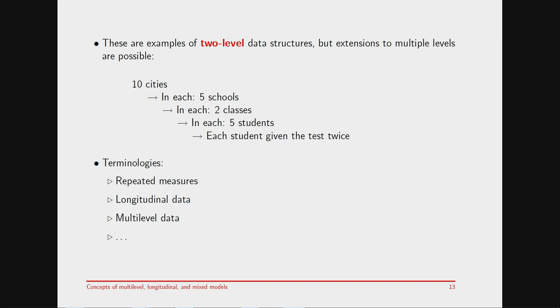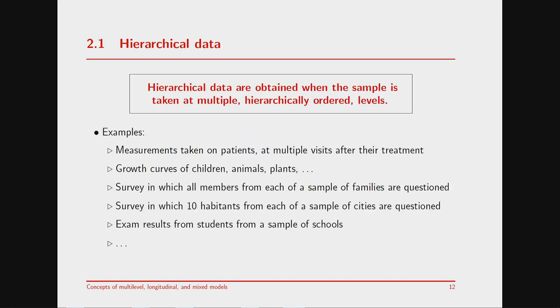Because you have the cities, within the cities you have the schools, within the schools you have the classes, within the classes you have the students, and within the students you have the two measurements at the beginning and at the end of the academic year. So this would then be called a multi-level data structure. So you can already see where the terminology comes from. If people talk about multi-level data, it's just a data structure where you have multiple of those levels. While on the previous page, these were all like two-level data structures. But that's also multi-level, because as soon as you have more than one level, it's multi-level, okay?